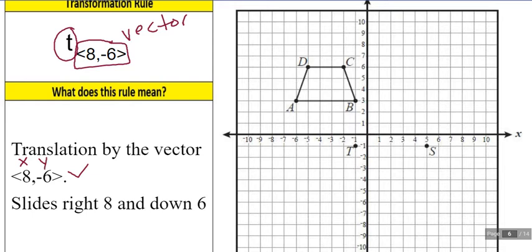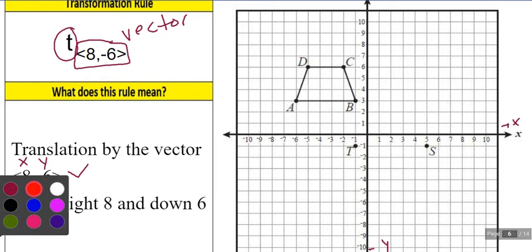So if the x direction is 8, I know it's going to be plus x, hence right, and I know it's going to be negative 6 for the y, so down, because that's the negative y direction. In terms of mapping a translation, we just have to count out precisely how much to move up, over, left, or right.